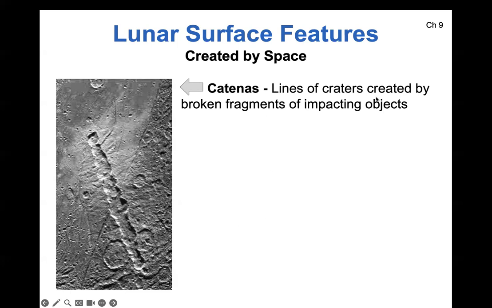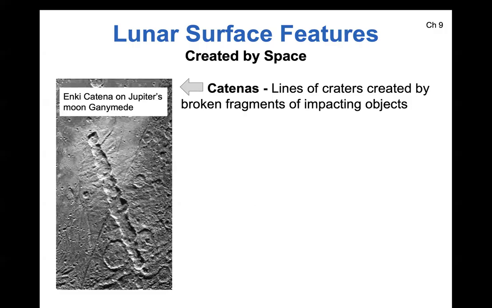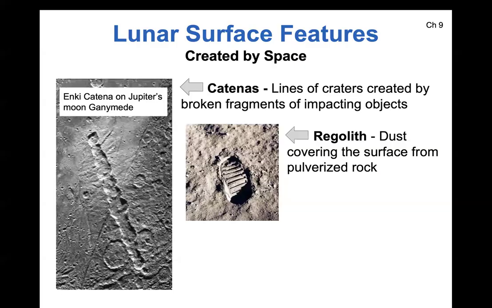All right. So, as we say, we can point out lines of craters. This is cheating though, because this actually isn't the moon. I guess they couldn't find a good example. There are catenas on the moon, but this one is on the moon Ganymede, which is a moon around Jupiter. But it's such a good representation of a perfect catena. Although I should look up one that actually is the moon.